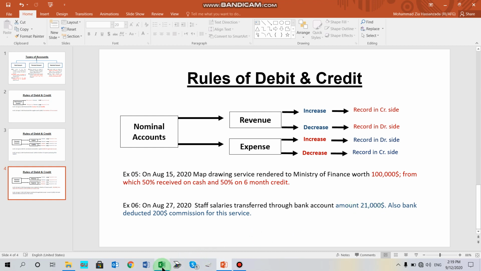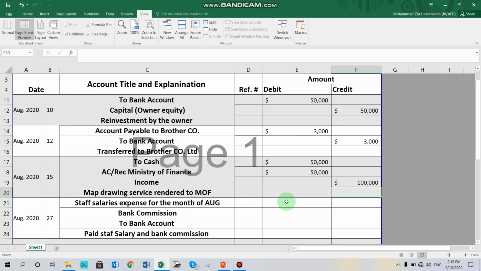So we will record this. Staff salary is increasing by 21,000. Bank commission is increasing by 200, and since we are paying this 21,000 and 200 from our bank account, which is one of our assets, and this bank account is decreasing by 21,200, we will record it in credit side.